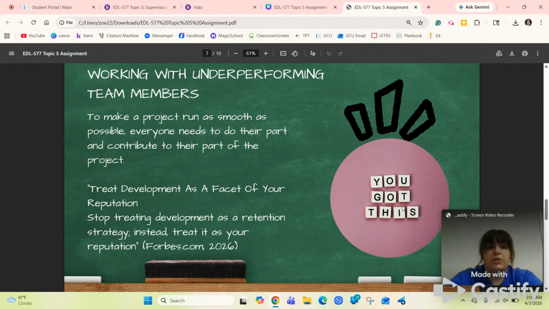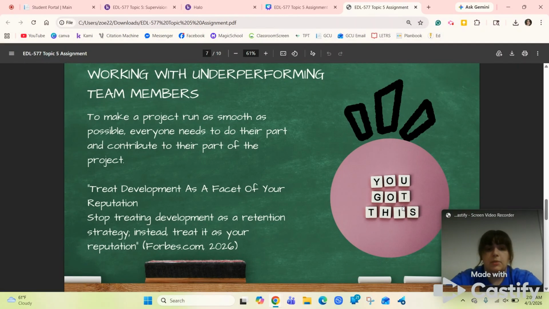Working with underperforming team members. To make a project run as smooth as possible, everyone needs to be doing their part and contribute to their part of the project. A quote from Forbes in 2026 says that we need to treat development as a facet of our reputation. We are not doing good work just to make people happy. We are doing it to show that we are the ones able to do this amazing work, and that we should be trusted, and that we should be called back for other parts of other different jobs.